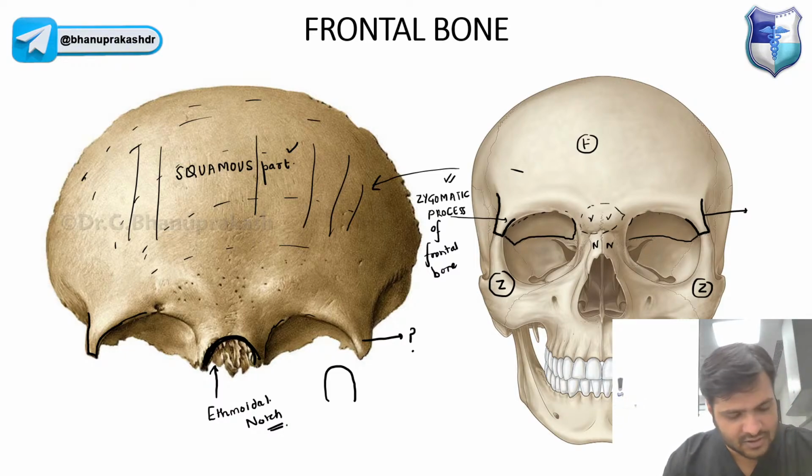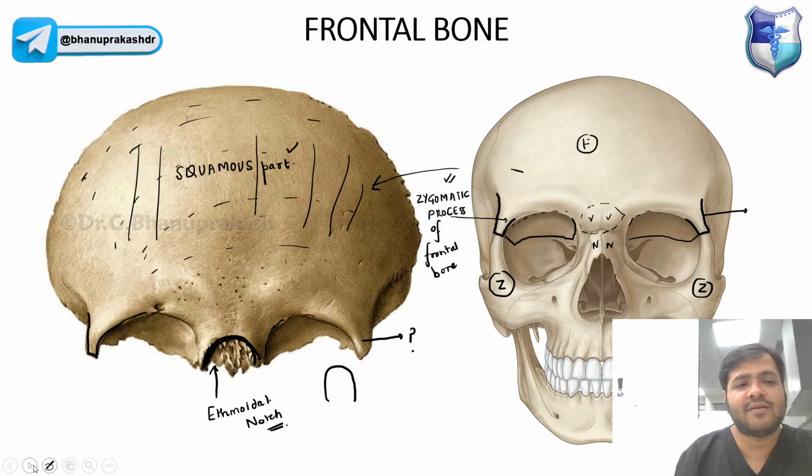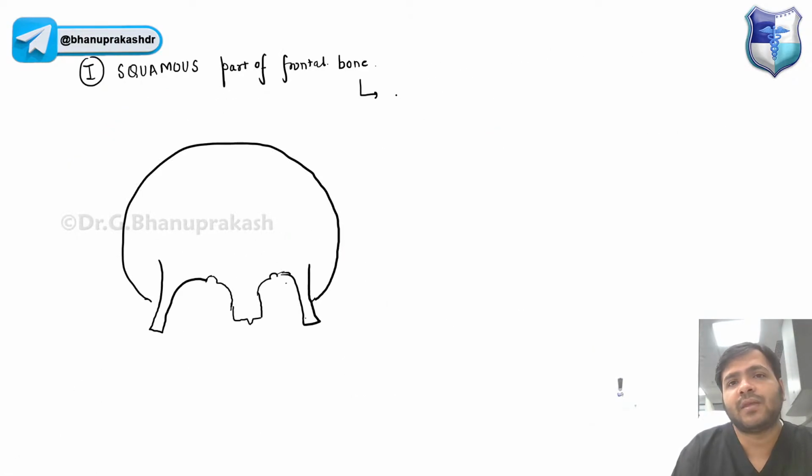This is the external surface of the frontal bone, right? The external surface is the part which will form the forehead. The external surface forms the forehead.